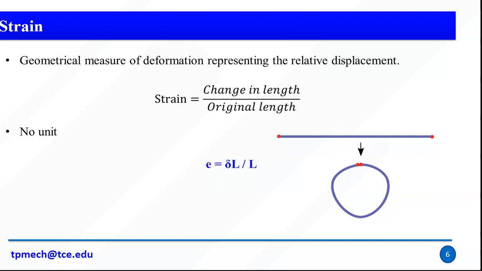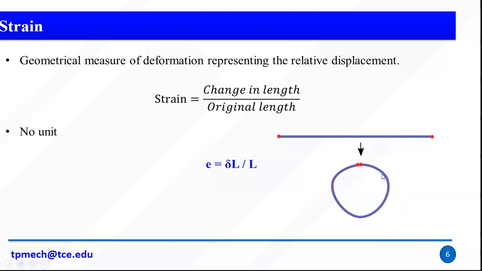Strain is a geometrical measure of deformation representing the relative displacement, which means relation to others. For example, father and son, or son and father: we need to compare them. Comparisons are relative. So relative displacement means the initial state before applying force or thermal stress, and the final state after it. The relation between the initial and the final state is nothing but our strain.